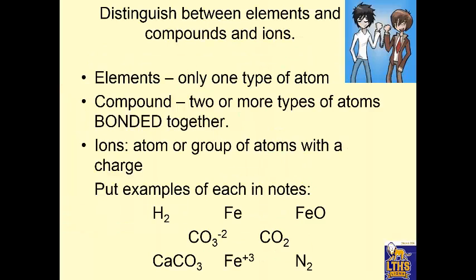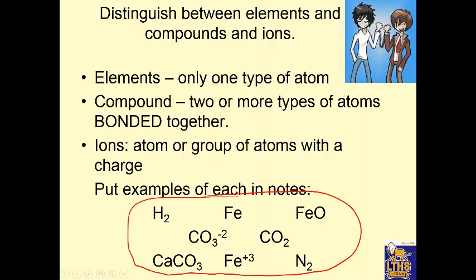I'll remember. Okay. So, how do we tell the difference between elements, compounds, and ions? Elements have only one kind of atom in them. Compounds have 2 or more types of atoms bonded together. Ions are atoms or groups of atoms with a charge. So here are some examples. All right, put these in your notes, and then we'll decide which one each is.